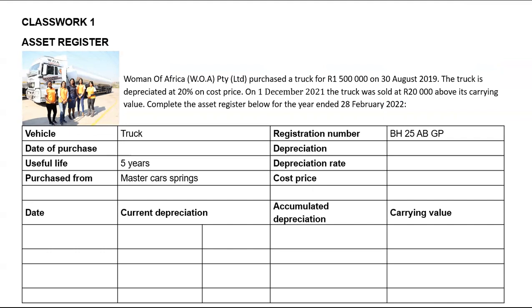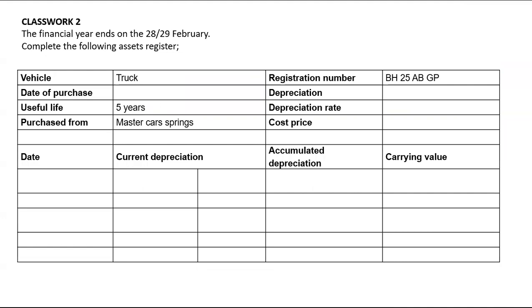Complete this assets register. When you're done with this one, please try classwork 2. I'll give you the purchase date here. Purchase date will be the 1st of November 2018, and we are using the diminishing balance method, 25% per annum. The cost price is 1.2 million. Pay attention to the end of the financial year, which will be the 28th or the 29th of February every year.